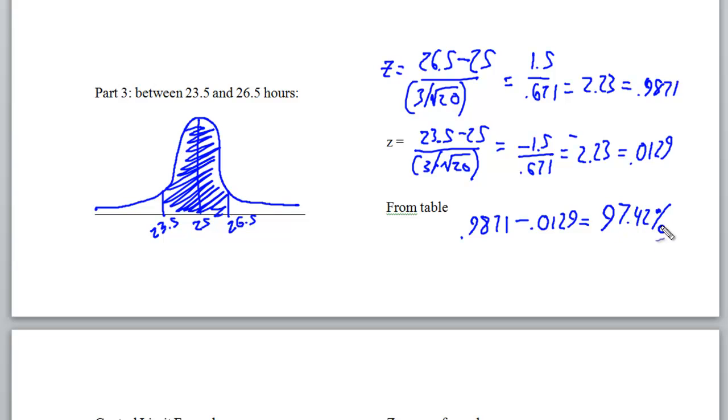So it's very likely that if I pick 20 students between the ages of 2 and 5, the chances that their average would be between 23.5 and 26.5 hours of television is very likely, 97.42%.